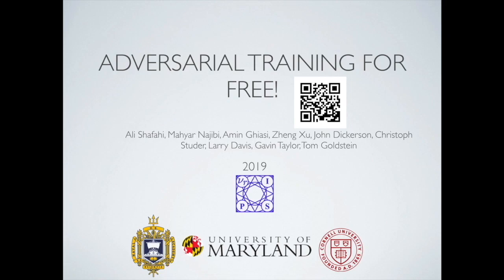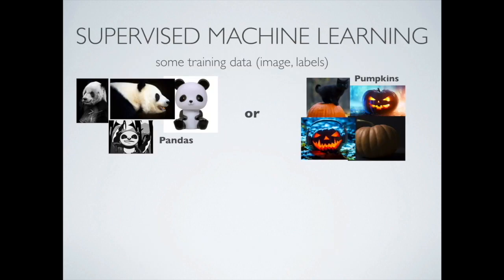Hi, this is a summarization for the Adversarial Training for Free paper, in which we train robust models efficiently. In supervised machine learning, we train models using labeled data. Let's say we want to build a classifier that can distinguish a panda from a pumpkin. We start off with some images of pandas and also some images of pumpkins.